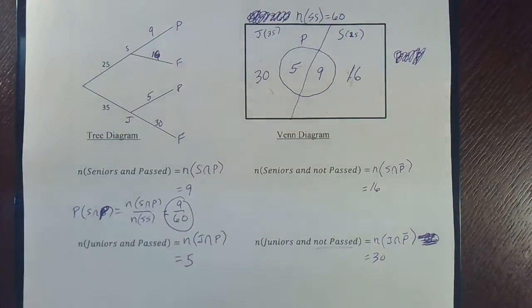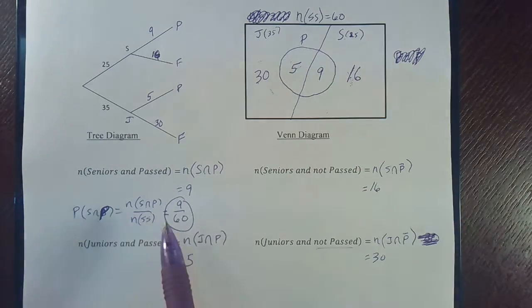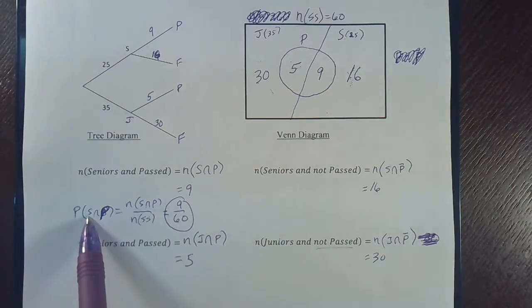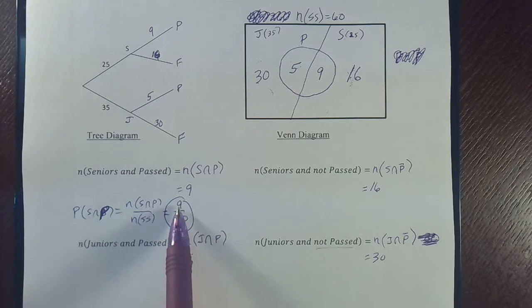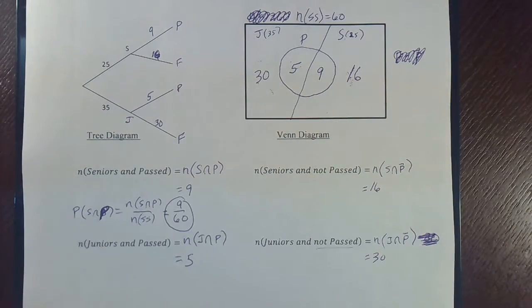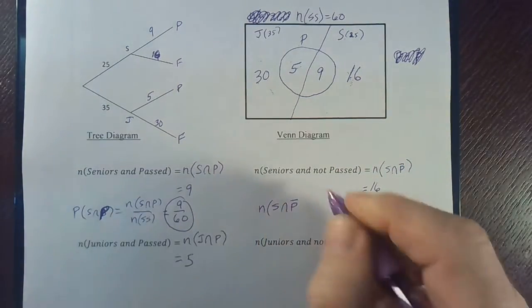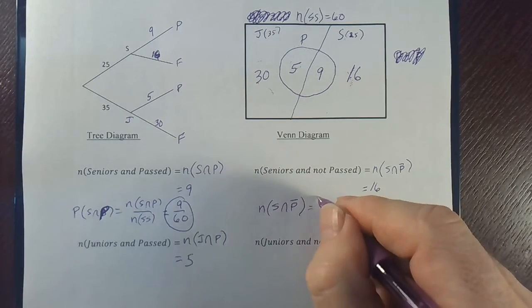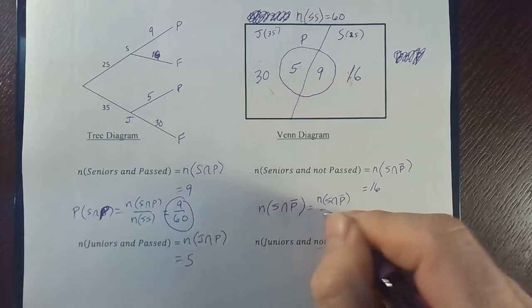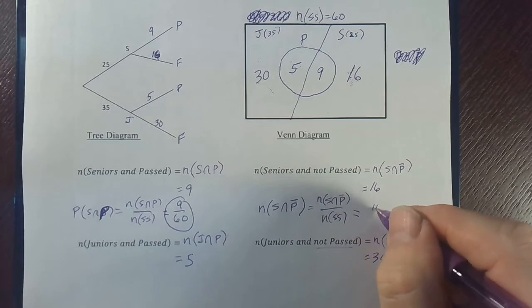That's the probability. What that means is, if you randomly select one of the 60 people, the probability that that person is a senior who passed is 9 over 60, because 9 out of the 60 people are seniors who passed. Okay, so this one will be the number of elements in S intersect P complement. Well, we already know the numerator. That's the number of elements in S intersect P complement over the number of elements in the sample space. So this is 16 over 60.